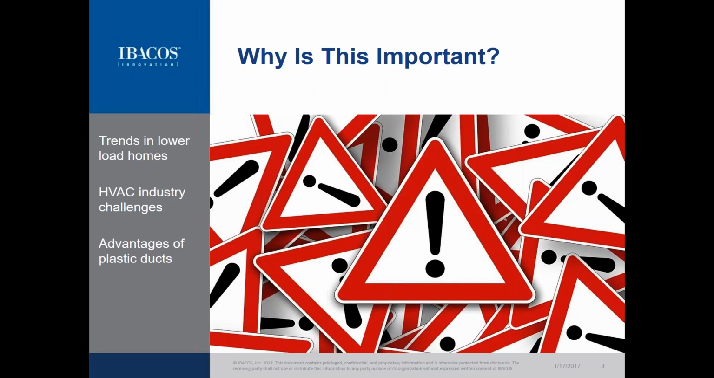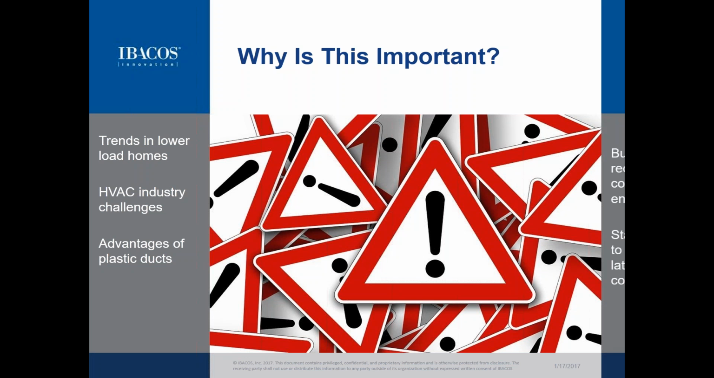So one of the big things that we're seeing at Ibicus, looking at where the industry is today and where we're forecasting, is that there are a lot of trends going on. At a high level, we're seeing lower load homes being adopted day in, day out. There are a lot of challenges in the industry, but also in the HVAC world. And then lastly, the advantage of plastic ducts and how it could help these future forecasts and challenges.